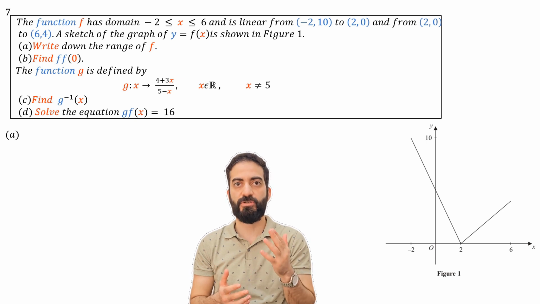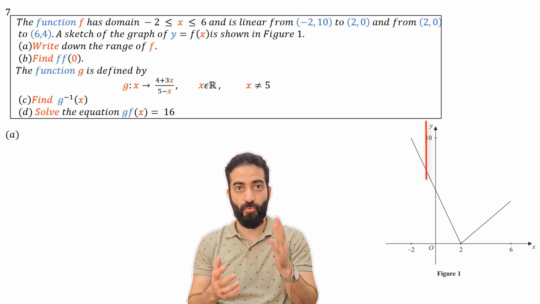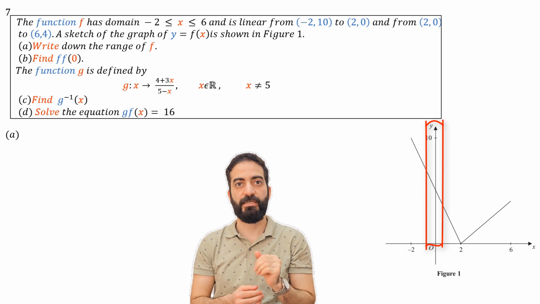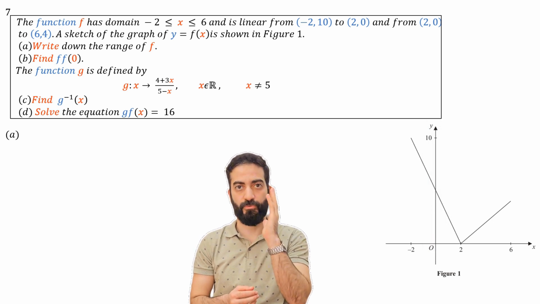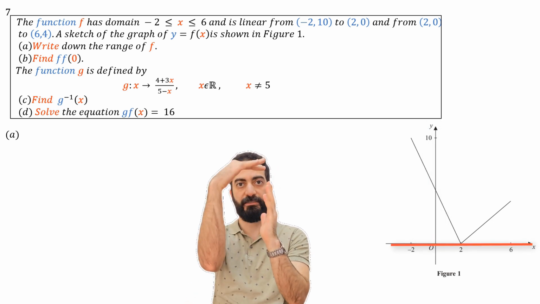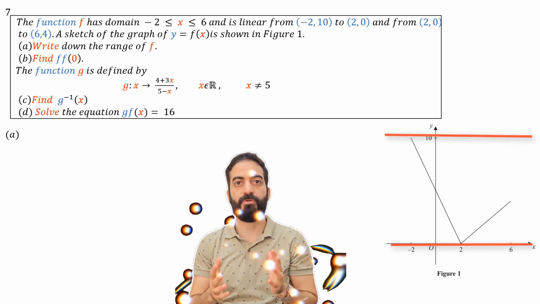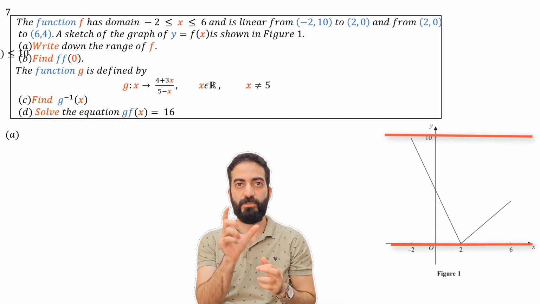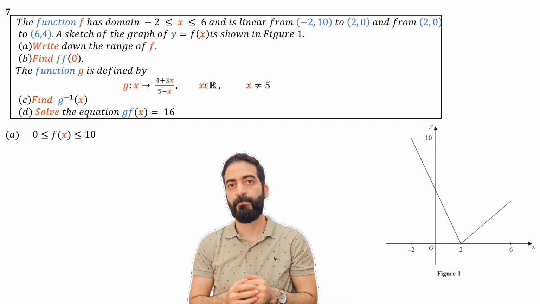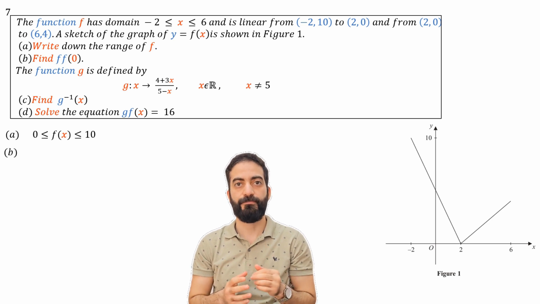When he asks for the range of f, we must look at the y-axis. As we see here, the graph is between 0 and 10. This means that the range of f is between 0 and 10. We now move to part B.